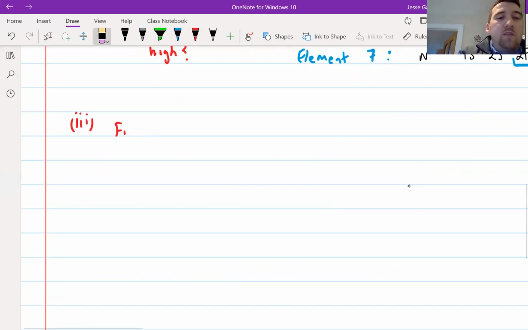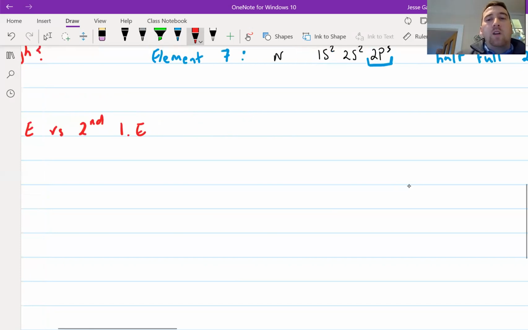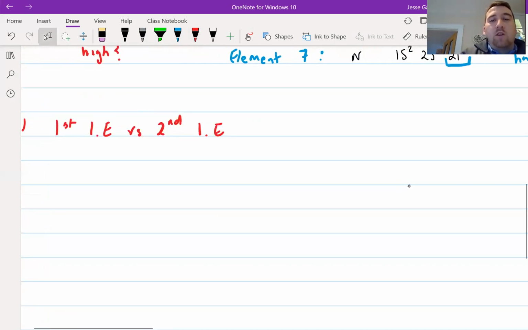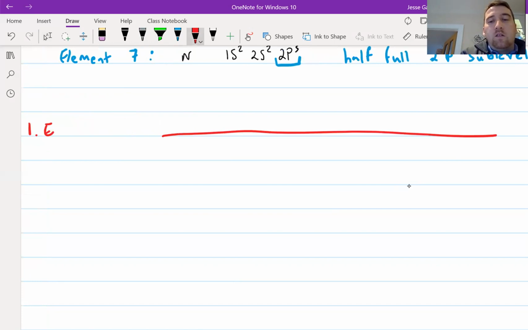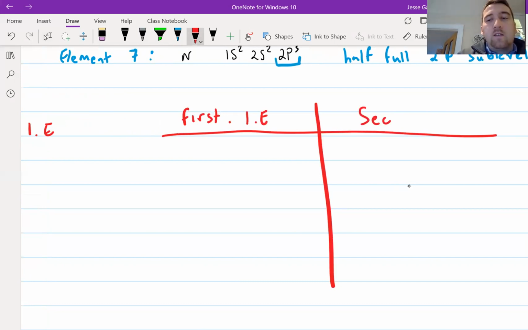Actually, do you know what? I'm going to shorten this even more. We're talking about first ionization energy versus second ionization energy. Now, again, we're asked to compare things, so I'm going to do this in a table. Okay, I'm going to say first IE. I'm going to say second IE.